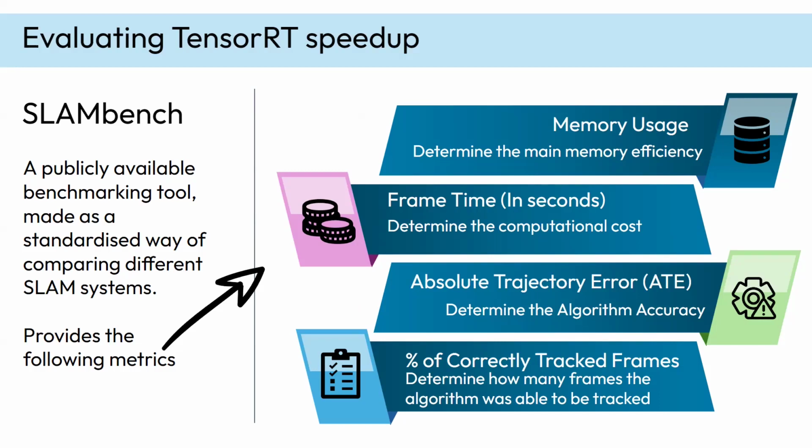And lastly, percentage of correct tracking. A way to measure the completeness of an algorithm is to measure how many frames were tracked and compare it against the total number of frames in the sequence. This will give an idea of how many frames were lost, either from tracking failure or used for initializations.